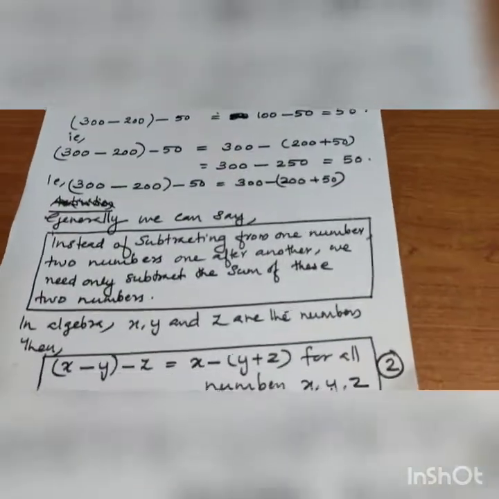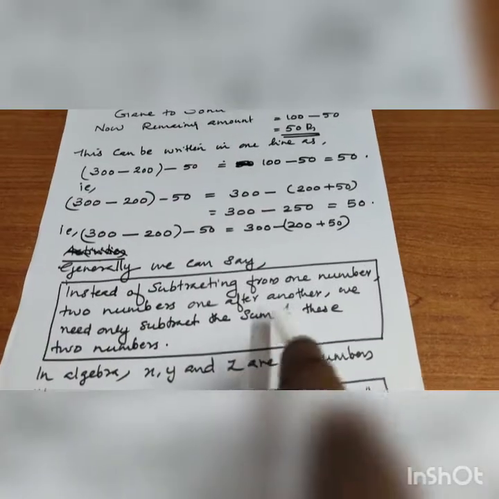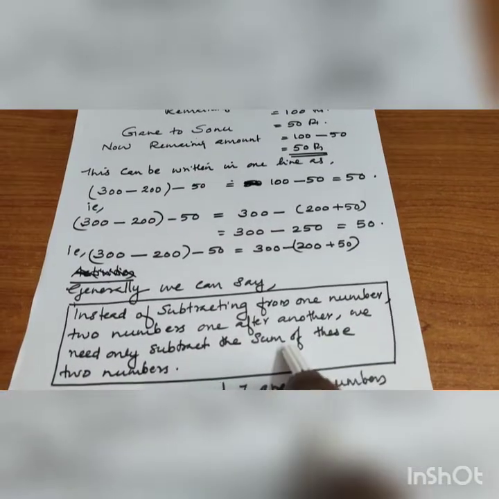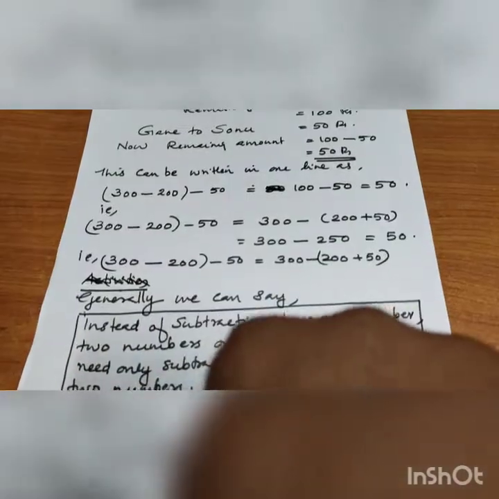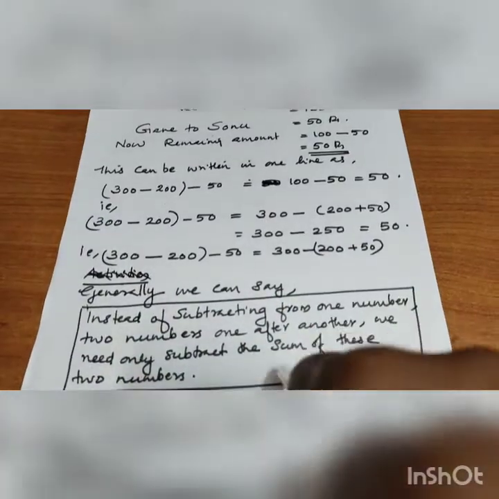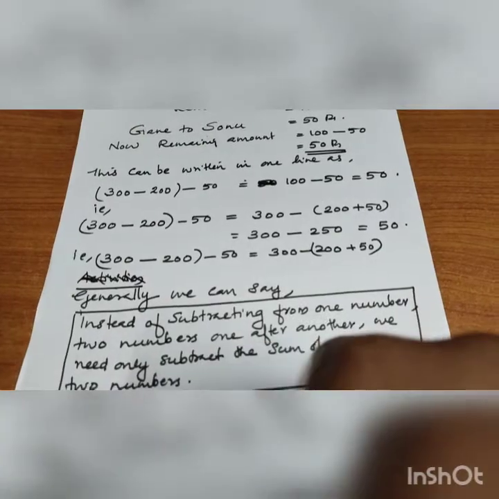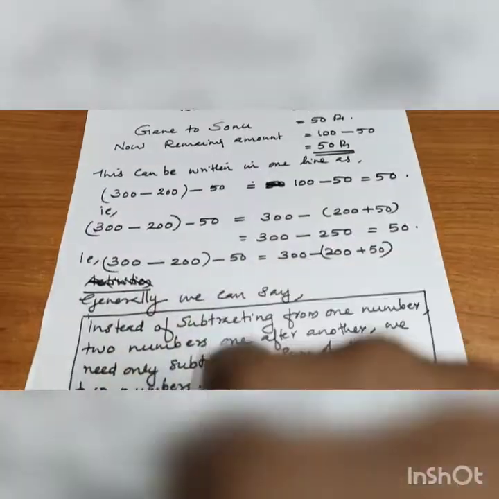Then only we can say that instead of subtracting two numbers one after another from one number, from a number, subtract two numbers one after another, we need only subtract the sum from the first number.